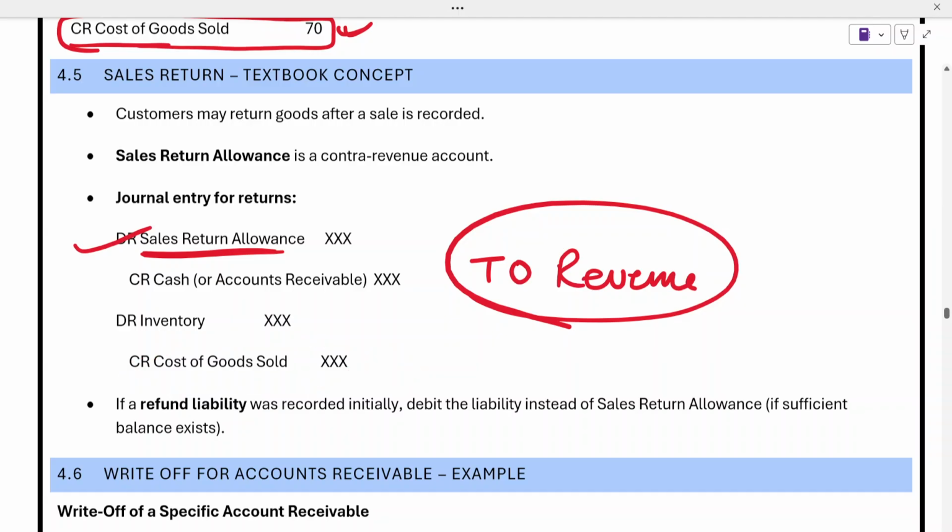Now, there is a situation of a refund liability, wherein if you haven't given the refund but you have recorded it as a liability, then you will debit the liability instead of the sales return allowance. This is a separate concept which we will cover at some later point of time. But overall, for the sales return, I believe you have understood the concept.